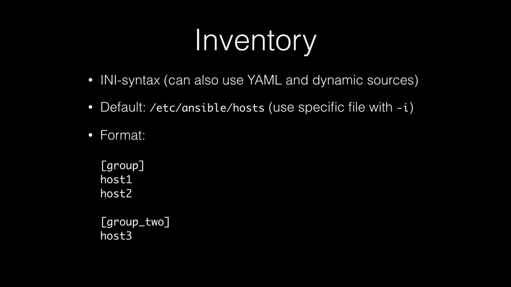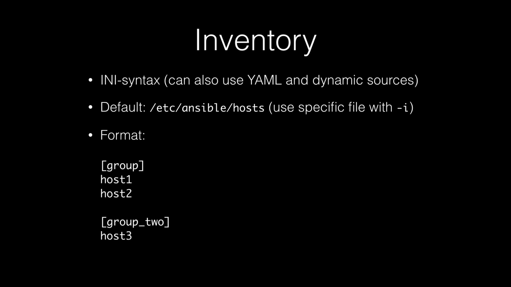So first we're going to go through inventory. Inventory is just a basic way to tell Ansible, here are my servers. And inventories use INI syntax. You can also use other formats and even use scripts to build your inventory, but we're just going to cover the basics. Ansible will look for an inventory file in /etc/ansible/hosts. You can also override this and use your own custom file using the -i option on the command line.